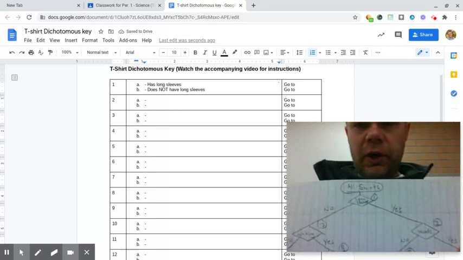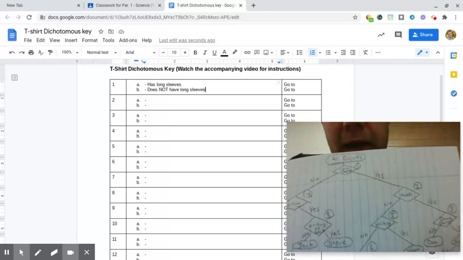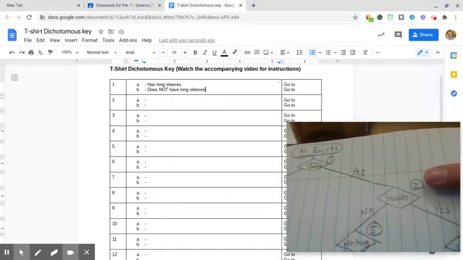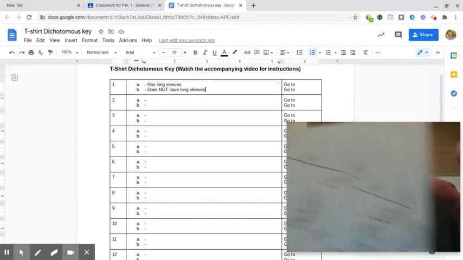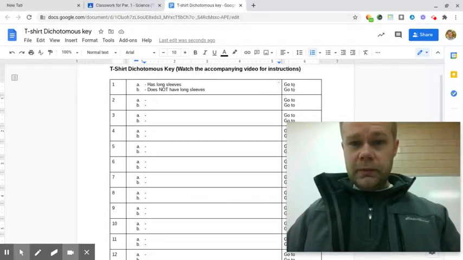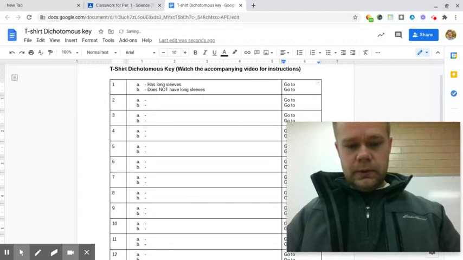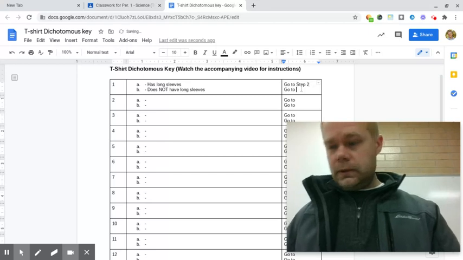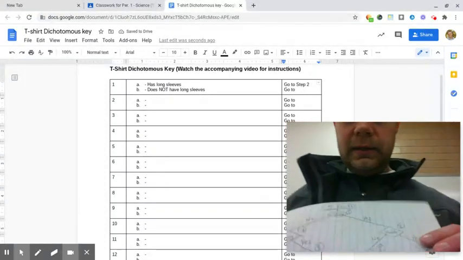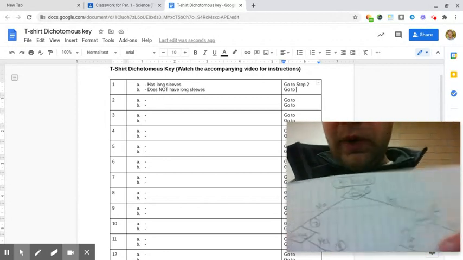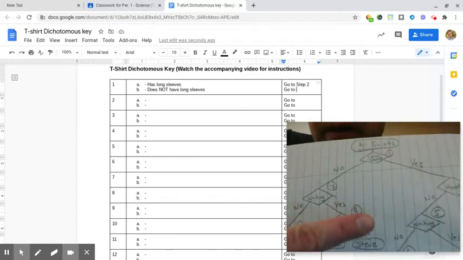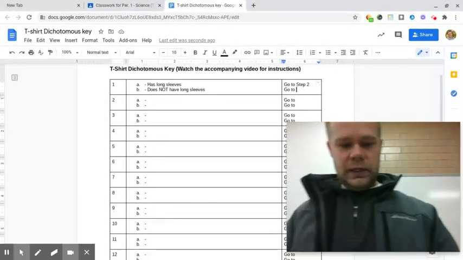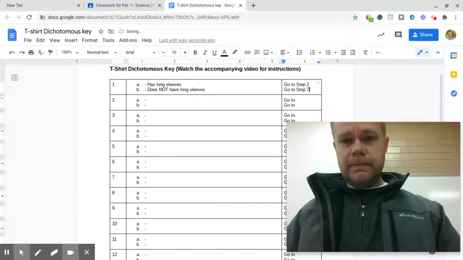Then I'm going to look at my chart and I'm going to say, okay, has long sleeves. That says long sleeves, yes. Go to step what? 2. So over here, I'm going to say go to step 2. Okay. On this side, if it did not have long sleeves, what am I going to write? I'm going to write go to step 7, just wherever it leads to.